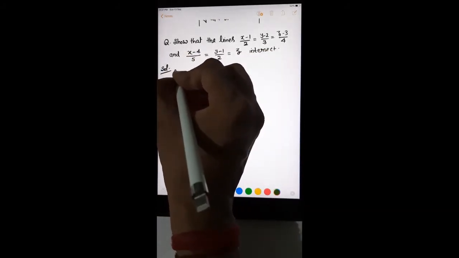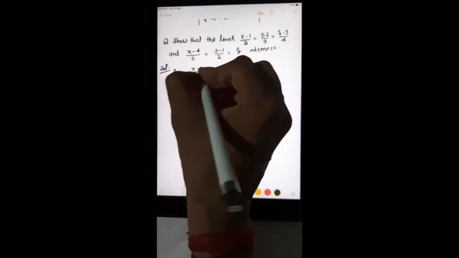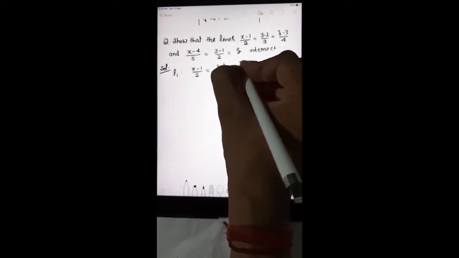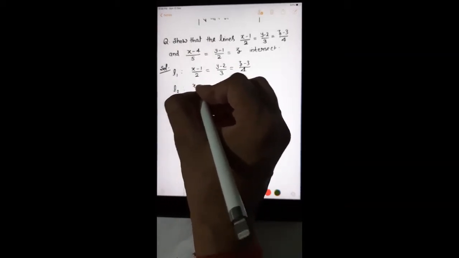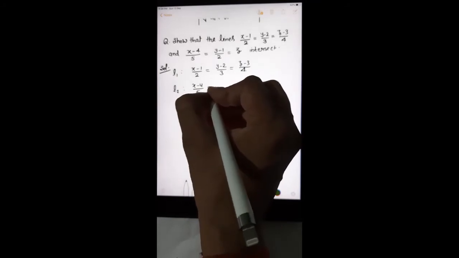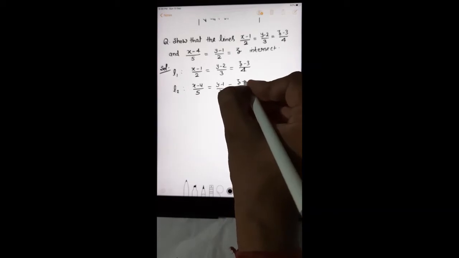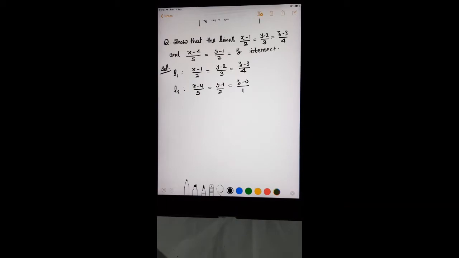Let the first line be L1, which is (x minus 1)/2 equals (y minus 2)/3 equals (z minus 3)/4, and the other line L2, which is (x minus 4)/5 equals (y minus 1)/2 equals z. We can write z as (z minus 0)/1 in standard form. If these two lines are intersecting, then a common point on the lines must be the same.